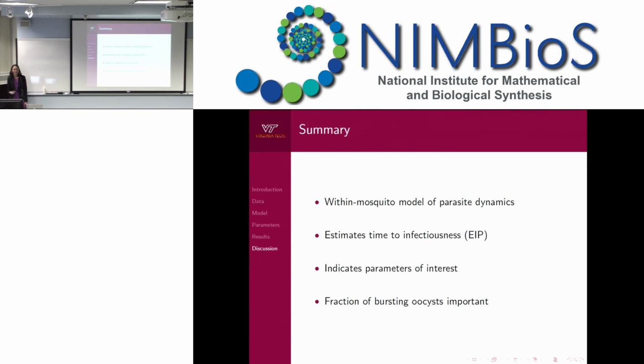So to summarize what I've talked to you about today, we have this within mosquito model of the parasite dynamics, a little bit truncated. We don't include the first couple compartments. We use it to estimate the time of infectiousness, and then really think about what are the parameters of interest and how are they impacting that. And ultimately, those are things along the lines of where could we intervene in the mosquito to really make a difference. And another thing to highlight is that the fraction of bursting oocysts seems to be important and something that doesn't seem to have been noticed before.